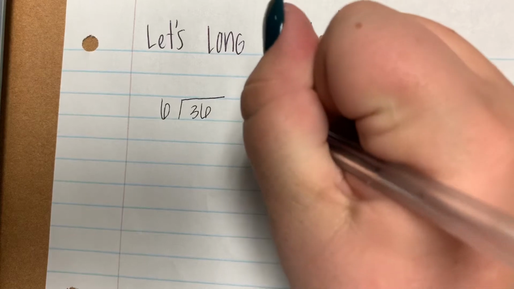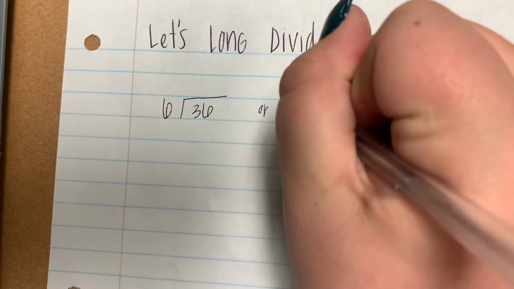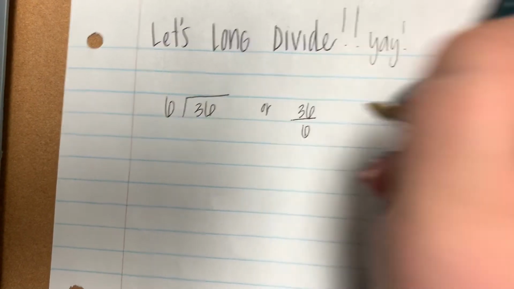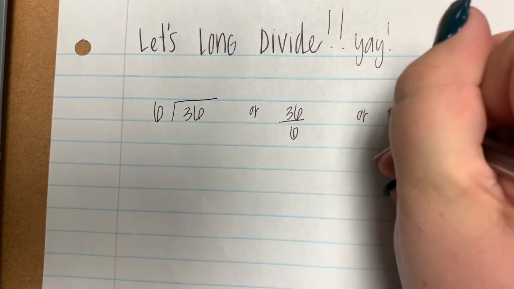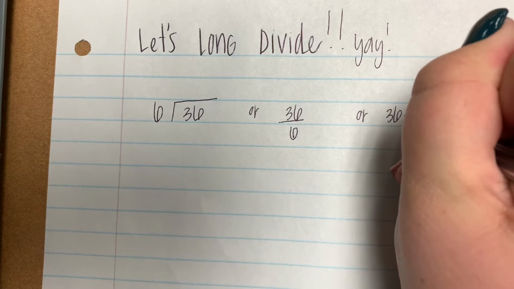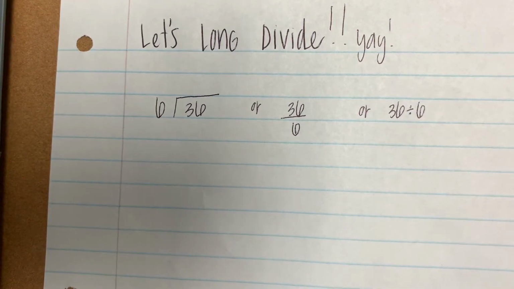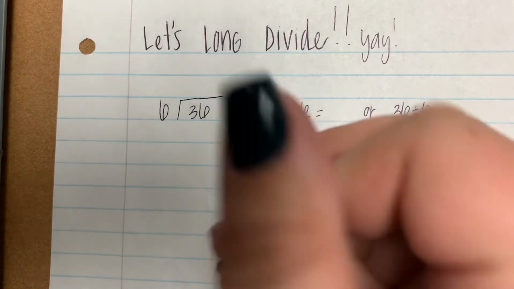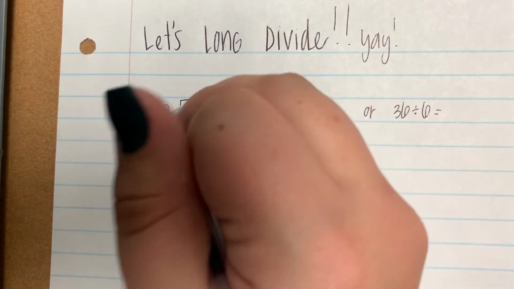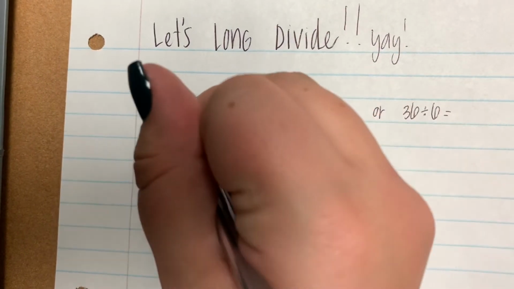and follow along. Division can be seen many different ways, but here's one: a little house with a dividend and a divisor. You would read it 36 divided by 6, or you would see it like a fraction, 36 over 6, or the division sign, 36 divided by 6. They're all equivalent. They would get you to the same answer. They just happen to look different.